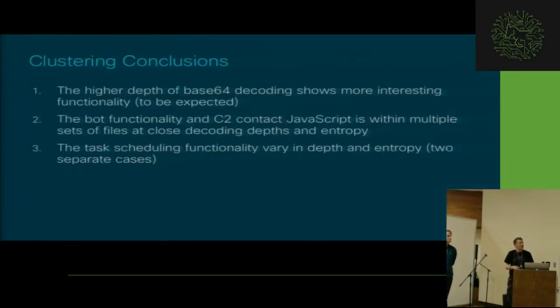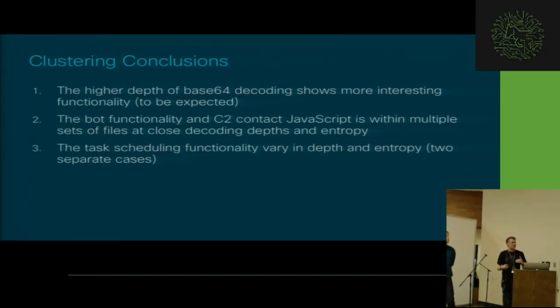So the conclusions that we can extract from that clustering exercise are pretty significant. Obviously, with the higher depth of base64 decoding, we have more interesting functionality, okay? That's to be expected because they're going to keep their most interesting functionality for the most amount of decodes. And we were able to cluster these bot functionalities into multiple different sets of files.